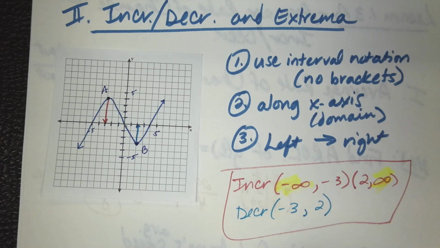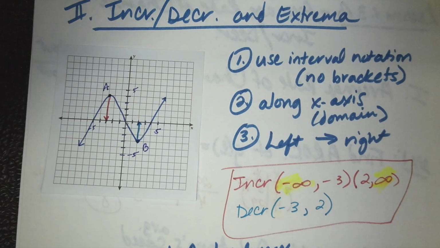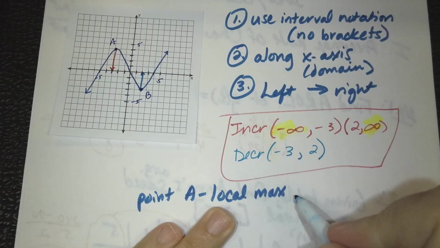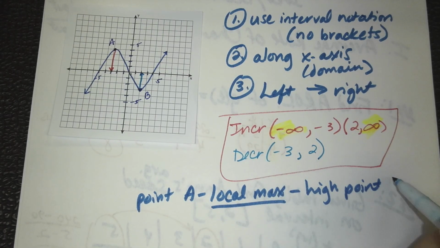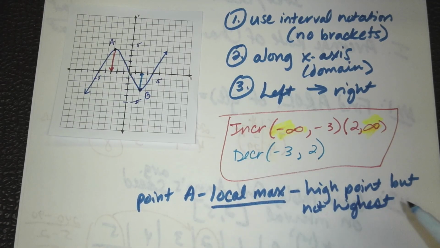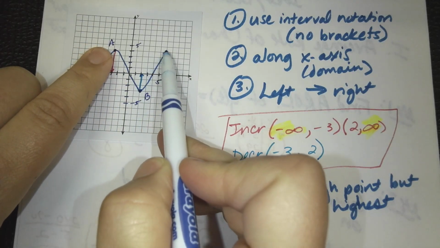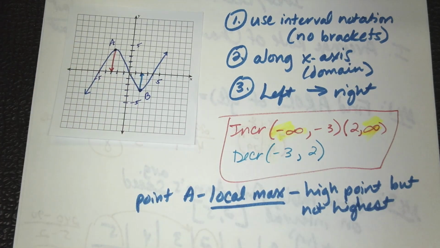So point A, I'm going to tell you right now, is a local max. Point A is a local max, and here's why. It is a high point, but it's not the highest. It's a high point in the graph, but why is it not the highest? Well, because doesn't this line keep going on forever and ever? And there's always going to be a higher point than that point? But it is a high point. It's a bump in the graph. It's a max right there, okay?